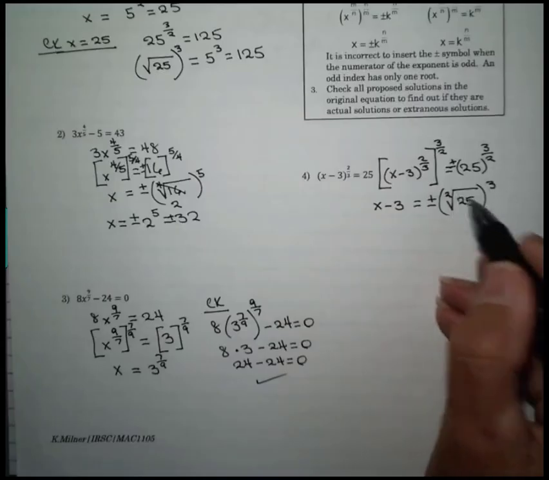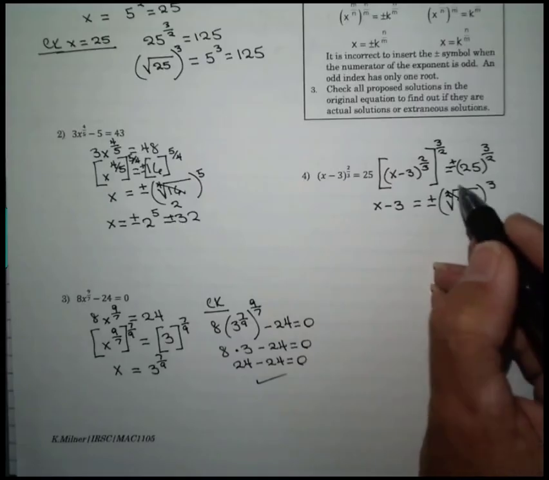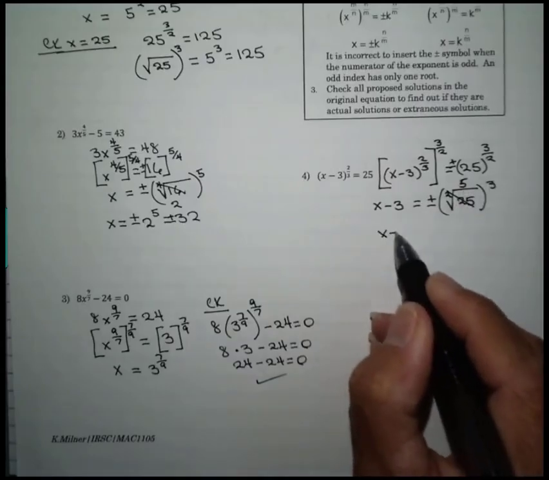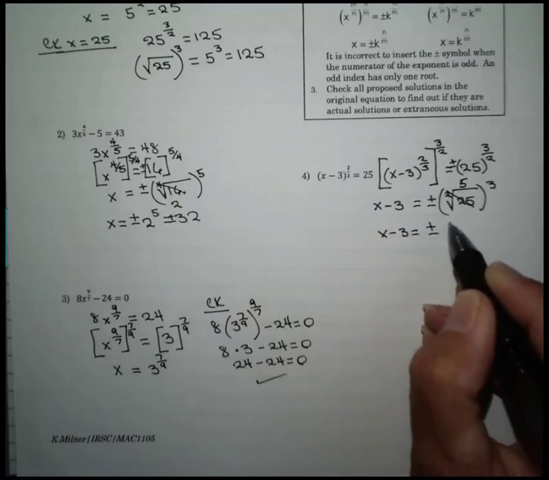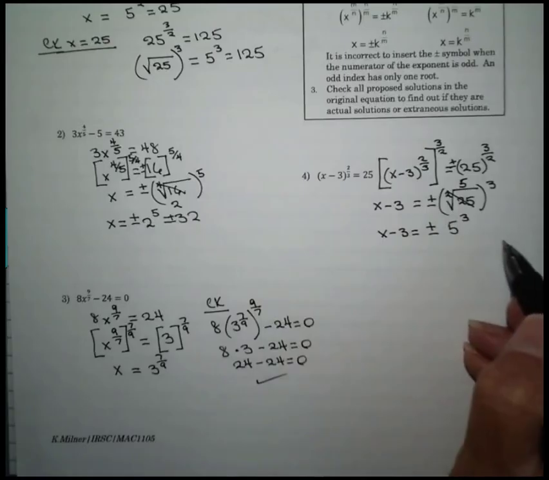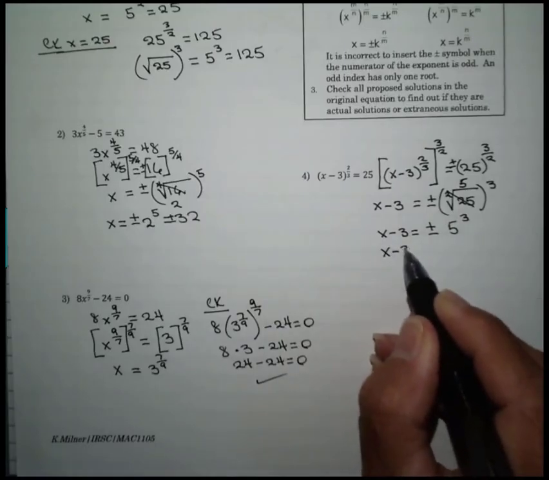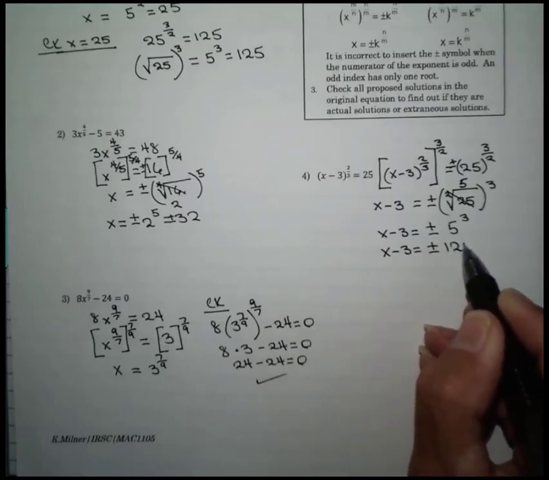cubed. Well, the square root of 25 is just 5. If I replace that with a 5, I have 5 cubed. x minus 3 is equal to plus or minus 5 cubed. What's 5 cubed? I think we know that one, don't we? It's 125. x minus 3 is equal to plus or minus 125.